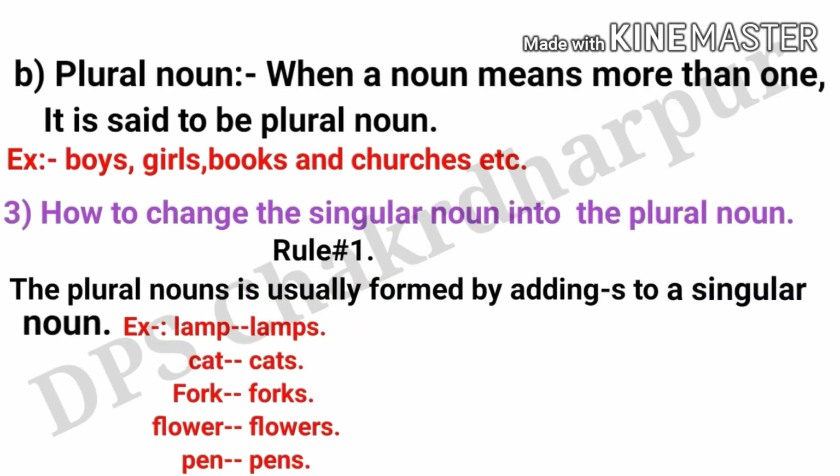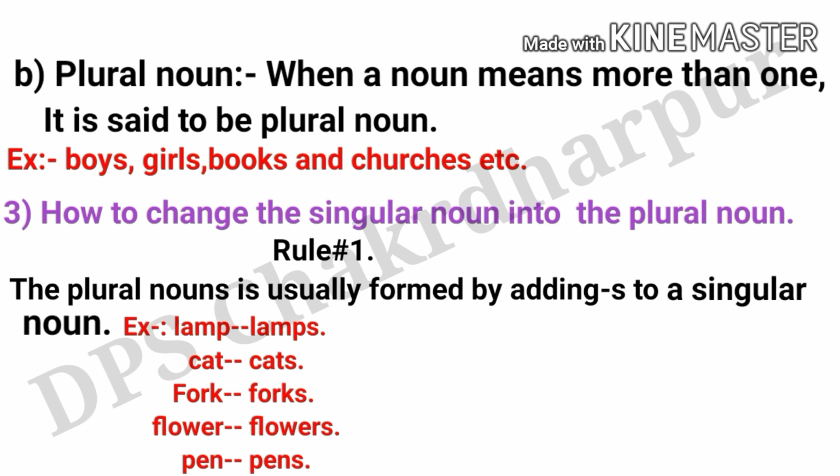Welcome back once again, guys. So let's see the second definition, of plural noun. So what is a plural noun? When a noun means more than one, it is said to be a plural noun. For example, boys, girls, books, and churches, etc.